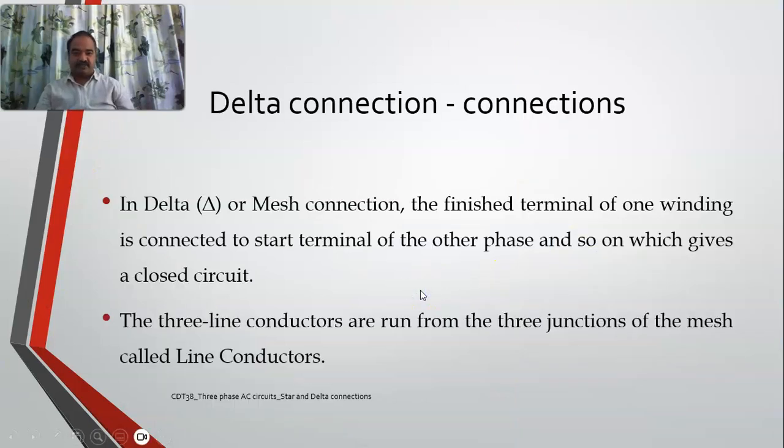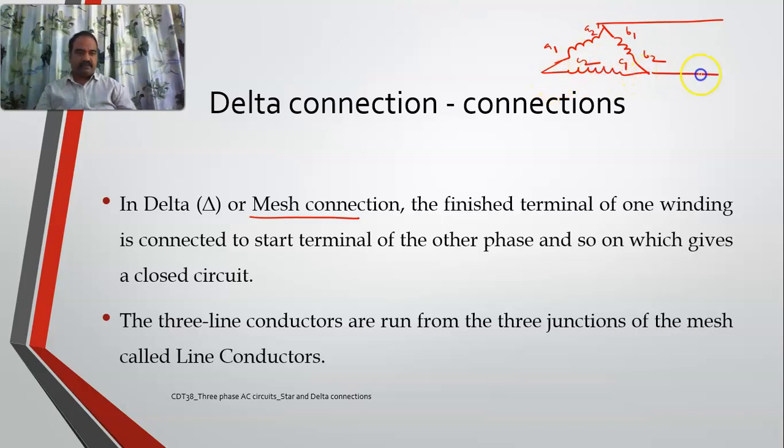What actually is delta connection? Delta connection is also mentioned as mesh connection in some of the books. Here in this connection, I'll take this one as one phase, A1, A2, and this is another one, B1, B2, and this is another one, C1 and C2. And these are the joints. Now if you see, the finish terminal of one winding is connected to the start terminal of the other phase.